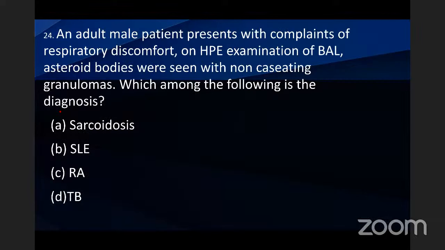Okay. So now coming to a very standard question, I'm sure all of you will be able to answer. This is an adult patient who has asteroid bodies and non-caseating granulomas. What is it? So this is your sarcoidosis.